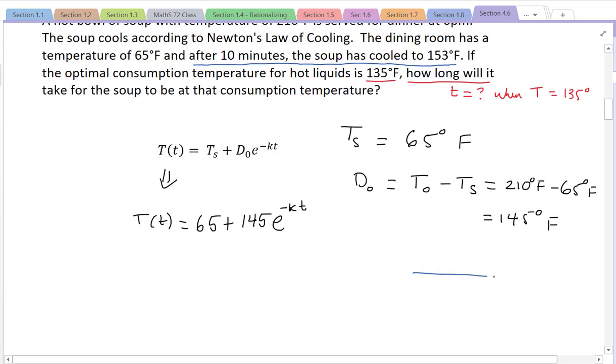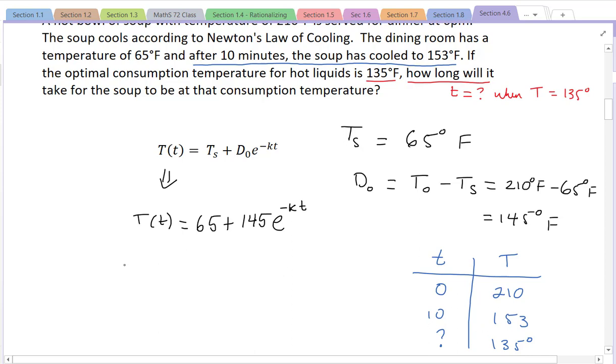Just like we did with exponential growth and exponential decay, you could also do a table of values: t, the time, and the temperature of the object. At time 0, the temperature of the soup was 210. After 10 minutes, the temperature is 153 degrees, and we don't know what time it will be at 135 degrees. The initial temperature helps me find my T naught. The second piece of information is going to help us find k.